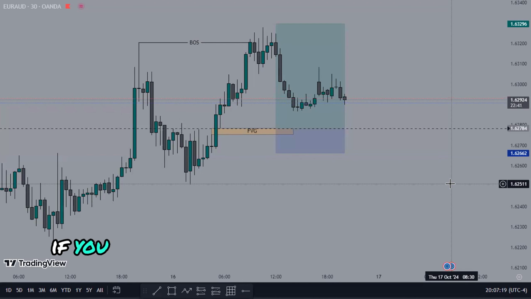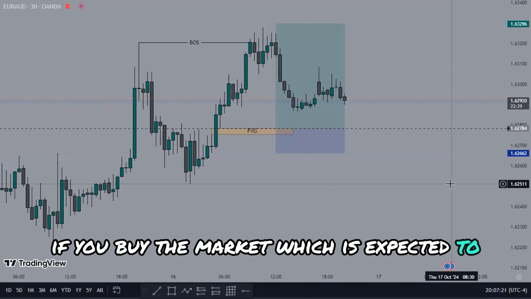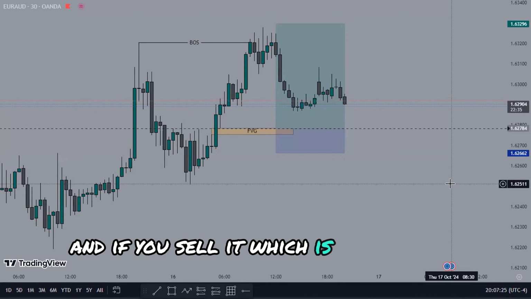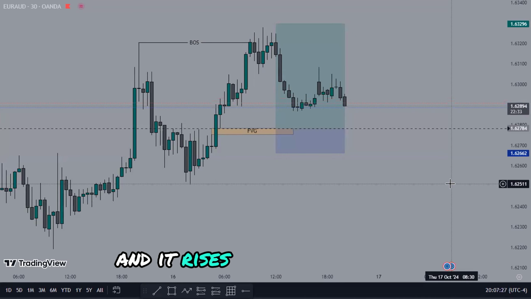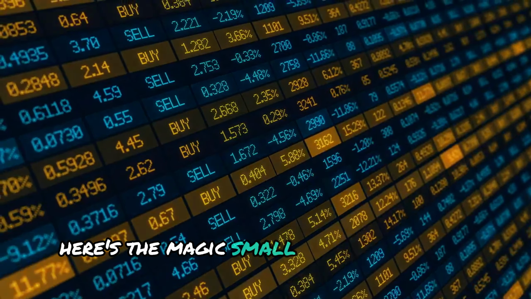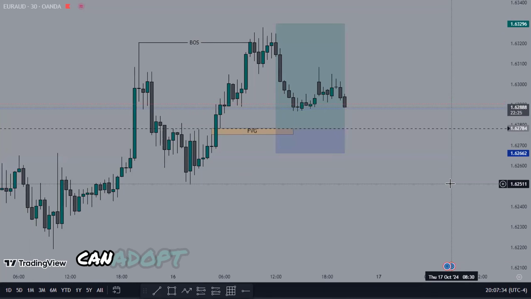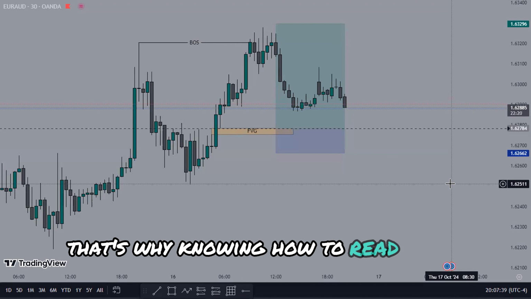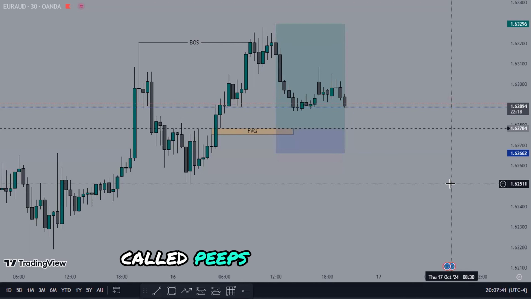In other words, if you buy the market which is expected to rise and it drops, you've lost money. And if you sell it which is expected to drop and it rises, you've lost money. Here's the magic. Small price changes in these pairs can add up to significant gains or losses. That's why knowing how to read these price movements, called pips, is so important.